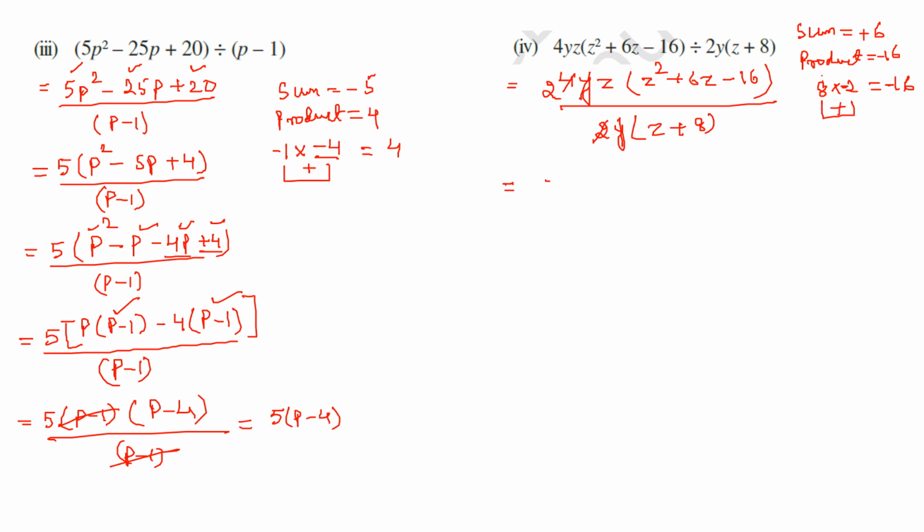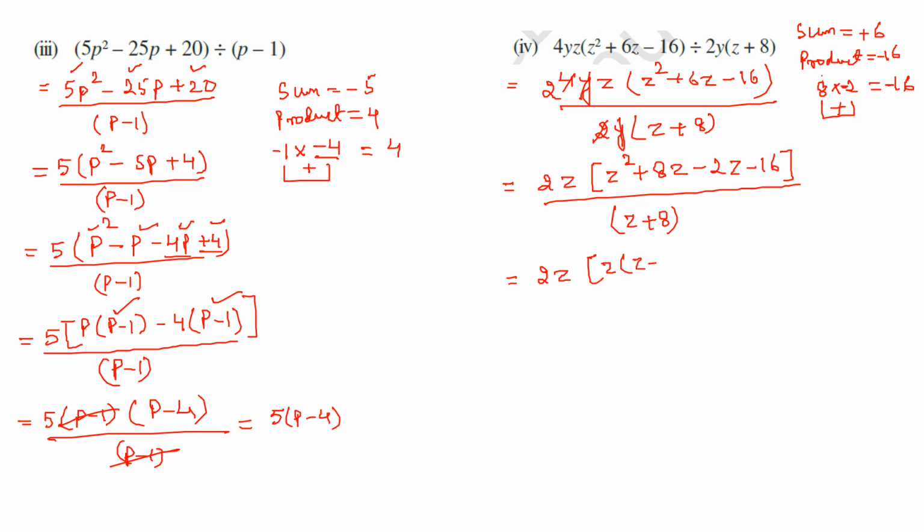So now you have to write it as z square plus 8z minus 2z minus 16 divided by z plus 8. Now let's take z common over here.